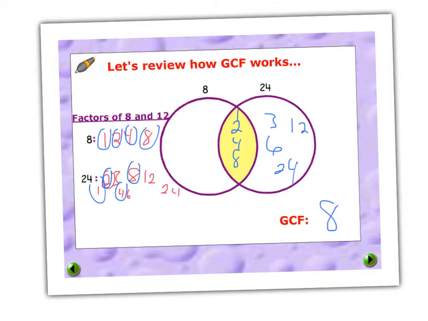We then listed all the factors of 24: 1 times 24, 2 times 12, 3 times 8, and 4 times 6. We circled all the common factors and we wrote those in the middle of our Venn diagram. So 1 is a common factor, 2 is a common factor, 4 is a common factor, and 8 is a common factor. We had all these extra factors that are not circled, that are factors of 24. Those went in the 24 area in the Venn diagram. We have the center for the common ones, and the greatest common factor is 8.